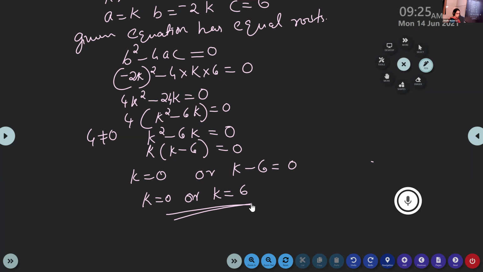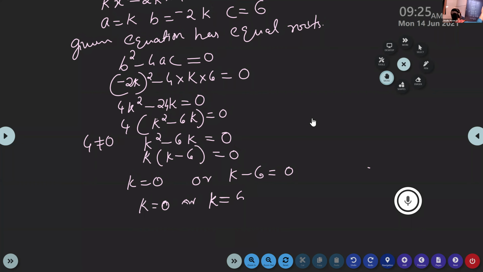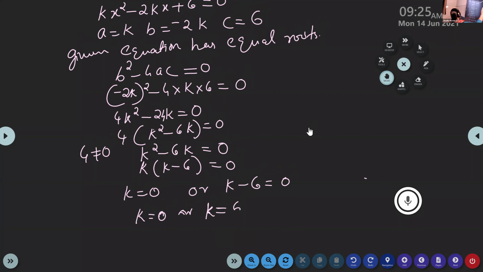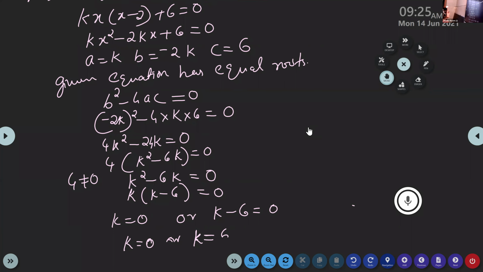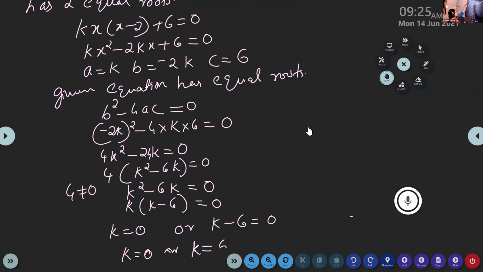These are the values of k. K equal to 0 or k equal to 6. But check whether this k equal to 0 is possible or not. Look at our equation. All of you listen to the board. Equation is kx square minus 2kx plus 6. Can this k be 0?